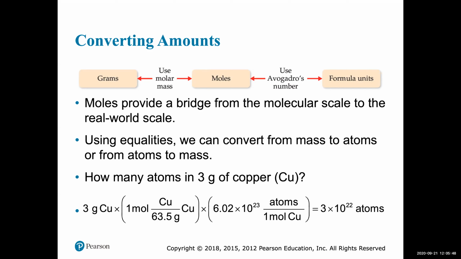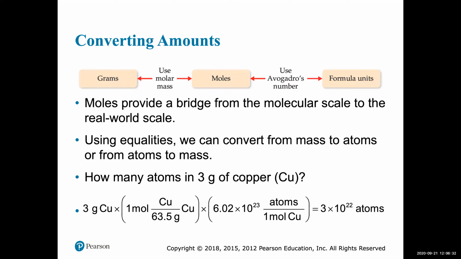Then we want to change that mole of copper to atoms of copper. This goes back to our Avogadro's number relationship, where there are 6.02 times 10 to the 23rd atoms in 1 mole. So we use that ratio. We have moles of copper in the denominator because we want to cancel that out with the moles of copper in the previous step and then get it into atoms. So first step, we're changing grams units to moles units. Then we're changing moles units to atoms units. And we see that 3 grams of copper equals 3 times 10 to the 22nd atoms of copper.